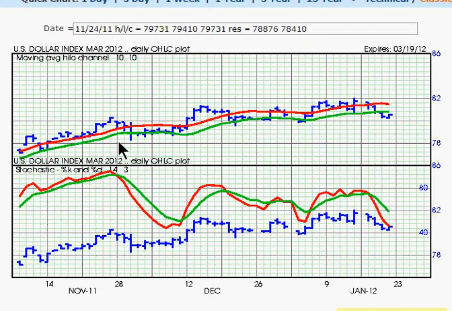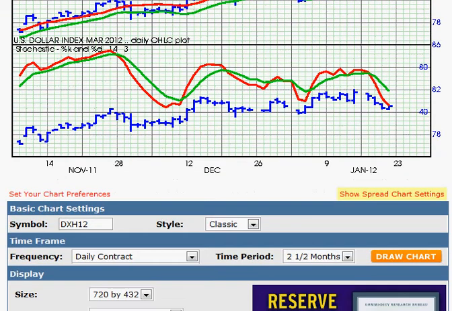The dollar made a double top here on less momentum, and it came up and made another top again on less momentum, so it kind of made three moves into a high, and it's moving below the 10-10 bands, and the stochastics has the red line below the green line, so I think the dollar is going to continue lower from here.